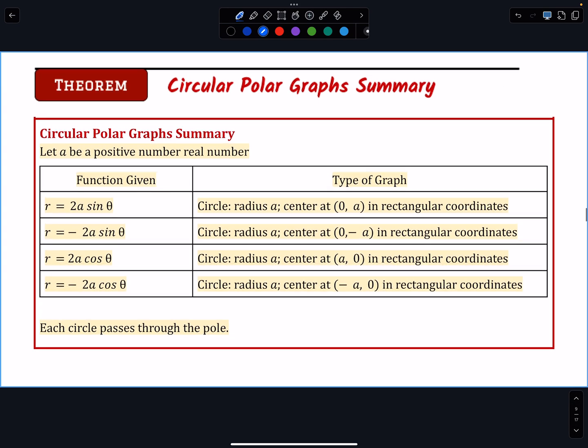So again, we have a circular polar graph summary. So if you guys can just tape this in and then we'll move on.